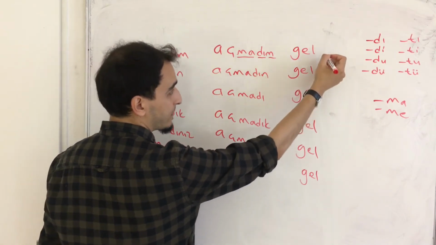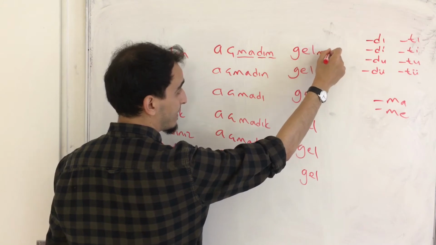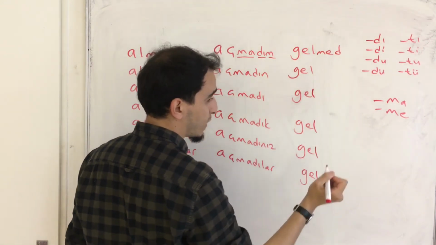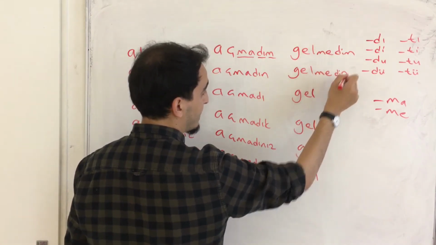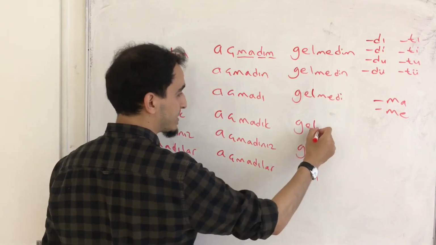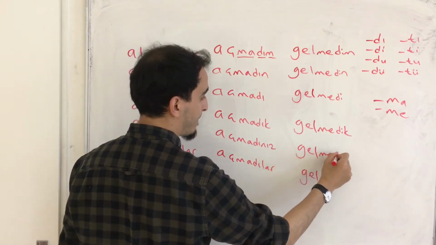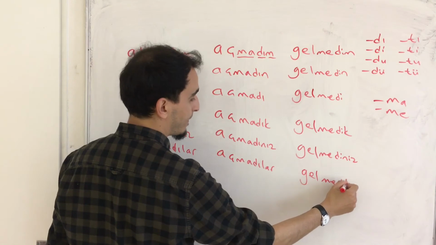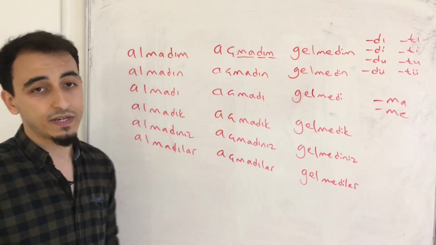Gelmek. Ben gelme. Which one? Evet. Soft one. Ben gelmedim. Sen gelmedin. O gelmedi. Biz gelmedik. Siz gelmediniz. Onlar gelmediler. Tamam mı? It's really easy.